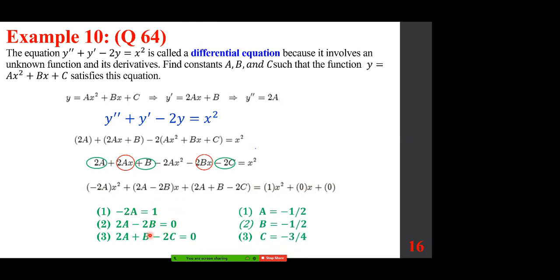So a quick recap. Find y prime and y double prime, put it into the equation. Collect like terms on the left side and set their coefficients equal accordingly. The coefficient of x squared is minus 2a. The coefficient of x squared on the right is 1. For x it is 2a minus 2b. For x on the right it is 0. And for the constant it is 2a plus b minus 2c. There is no constant on the right, that means the constant is 0. And this is a system of equations. Everybody should have no problem solving.